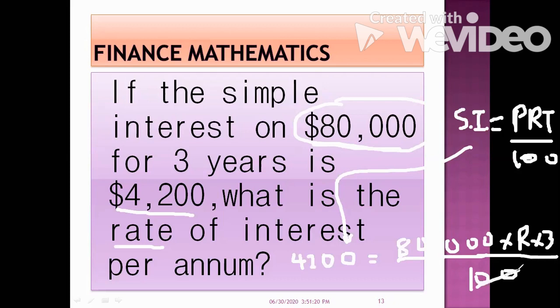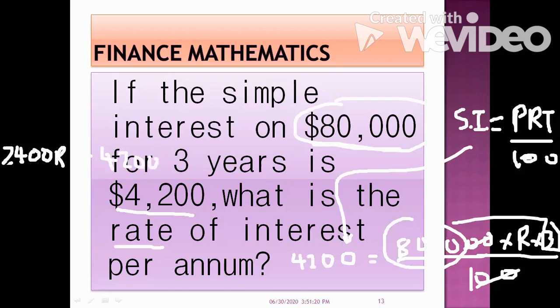So these two zeros cancel out with those two zeros. So we end up with 800 multiplied by 3. Now 3 times 800 is how much? 2,400. What is 2,400 times R? 2,400 R. So 2,400 R is equal to 4,200. I will just divide everything by 24,000. Sorry, not 24,000. 2,400.